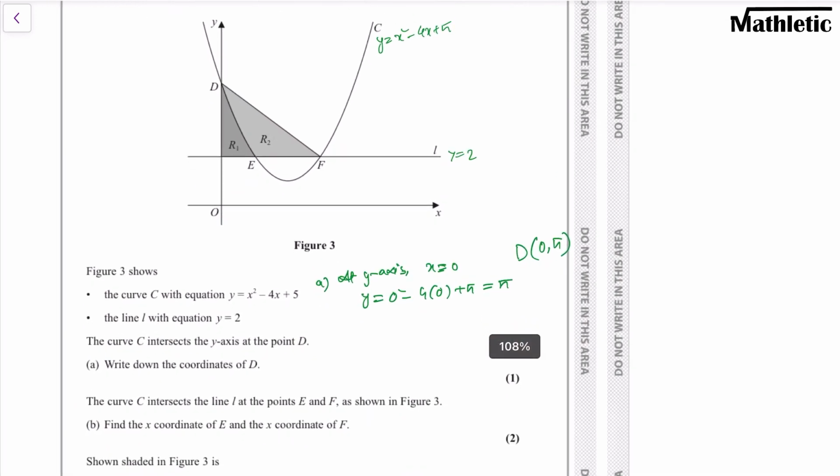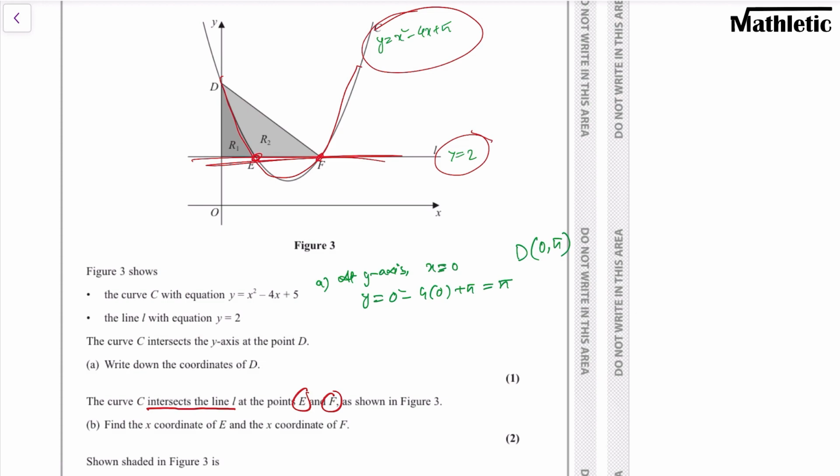Next, for part B, the curve intersects the line at points E and F. As you can see, this is the intersecting point of the curve and the line. So we will just equate these two equations. Equation 1 equals equation 2 to find these intersecting points.